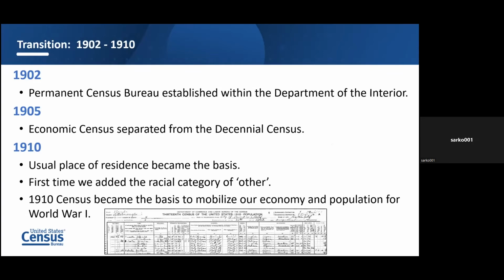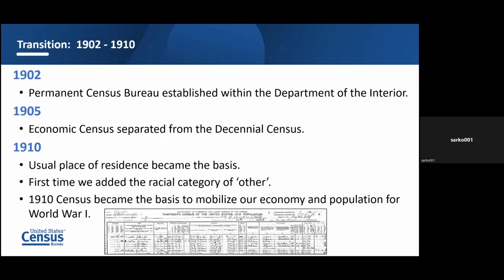In 1902, the Census Bureau was established as a permanent agency. Initially, we were under the Department of Interior, and then we moved on to the Department of Labor and Commerce. And then in 1913, when the Department of Labor and Commerce split into two separate departments, we stayed with the Department of Commerce, which is where we remain today.